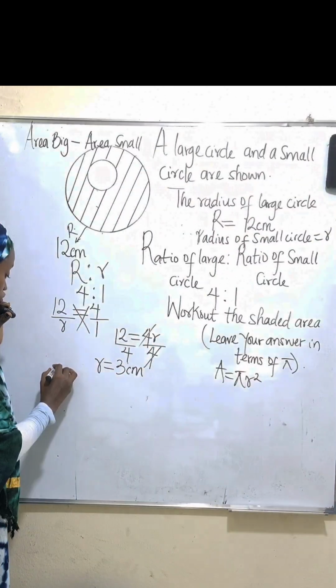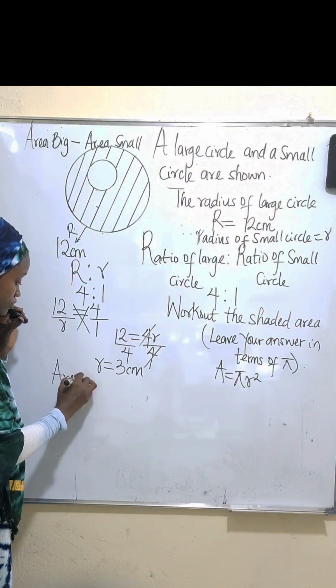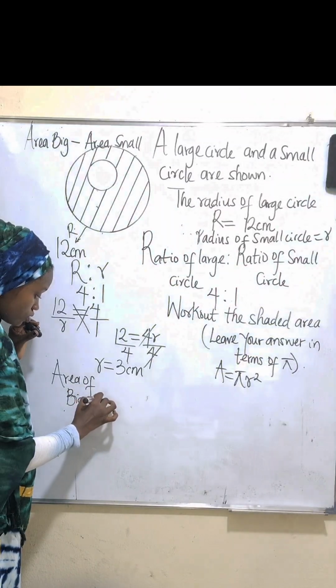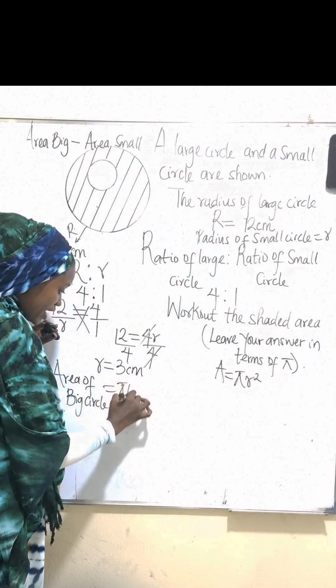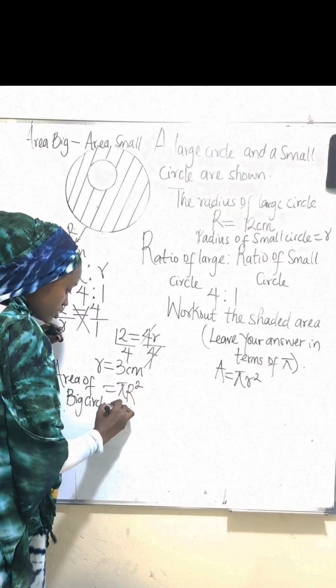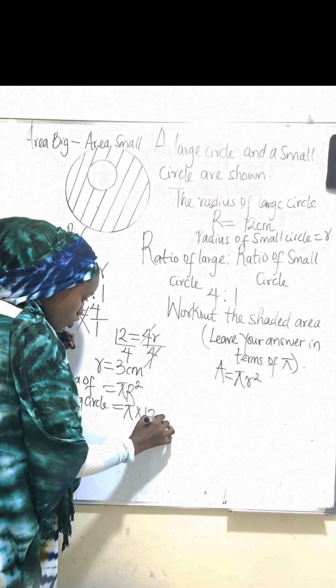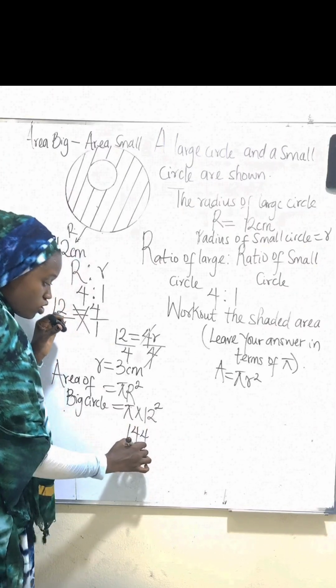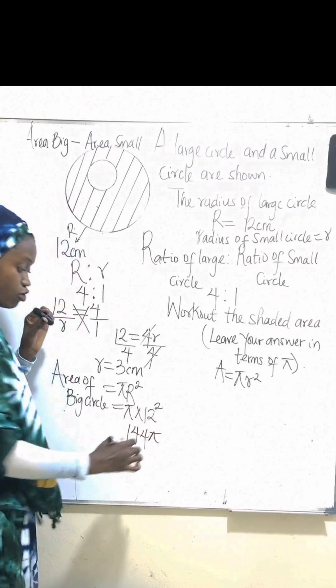Now let's find the area of the big circle, which is equal to pi r square. So this is equal to pi times 12 square. 12 square gives us 144 times pi, that is 144 pi, right?